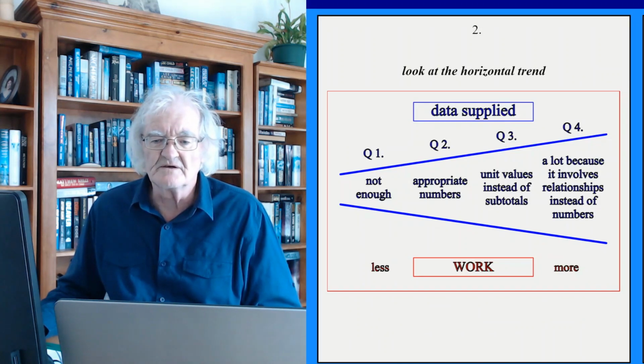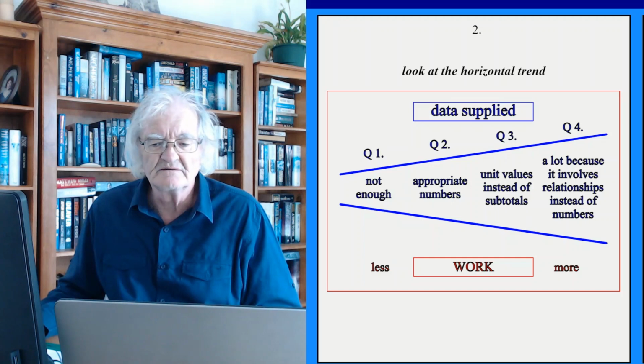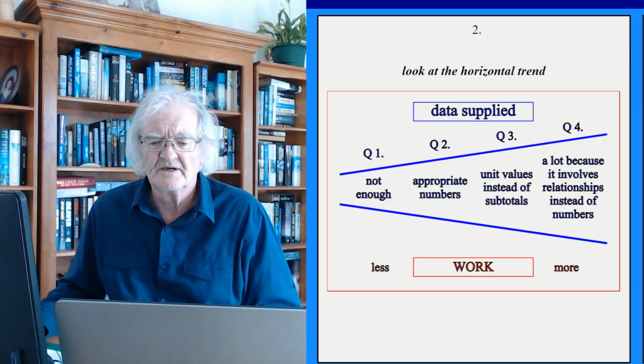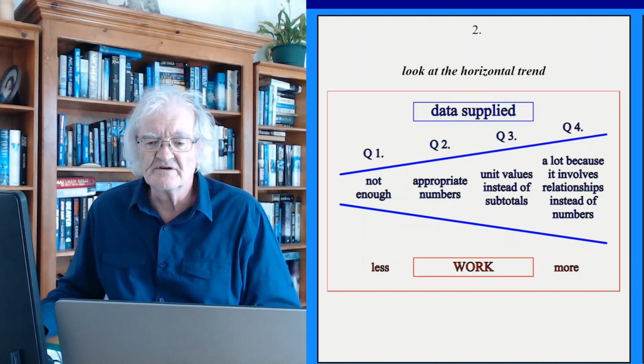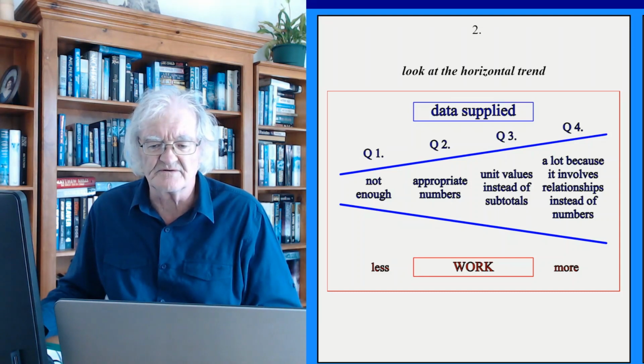There was a horizontal trend. It was based on the data supplied. Question 1, not enough data. Question 2, the appropriate amount. Question 3, unit values, increase the amount of work. And question 4, a lot of data because it involved relationships instead of numbers.